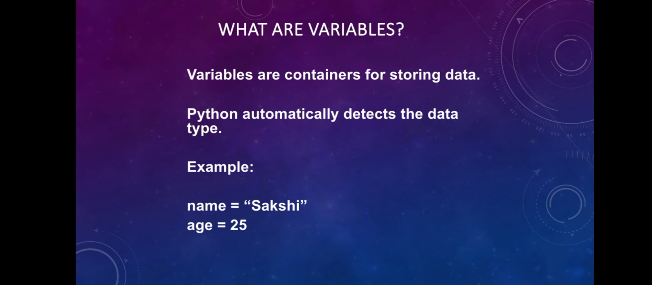Example code here: name equals Sakshi, age assigned 25, print name, print age. Here we see the output: Sakshi 25.